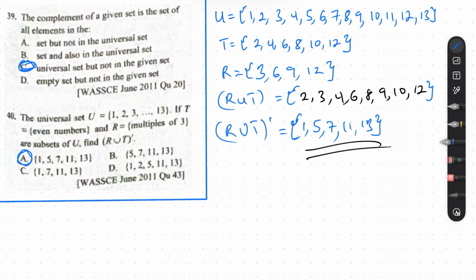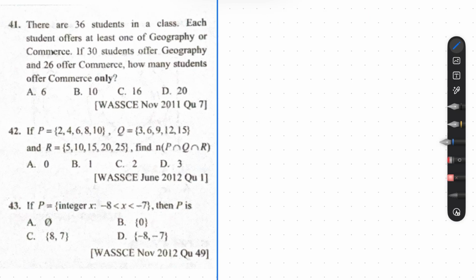Let's move on to question number 41. It says there are 36 students in a class. Each student offers at least one of geography or commerce. If 30 students offer geography and 26 offer commerce, how many students offer commerce only? Okay, so our universal set is 36 students. Let's write that down.